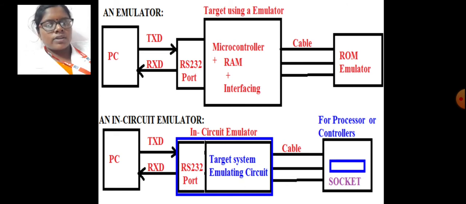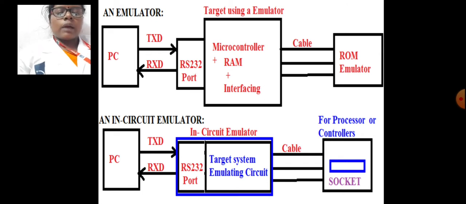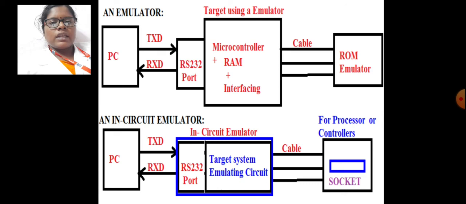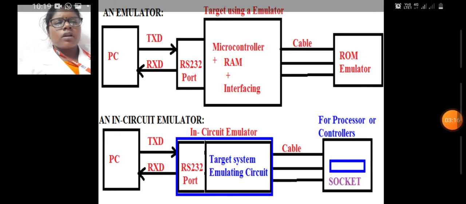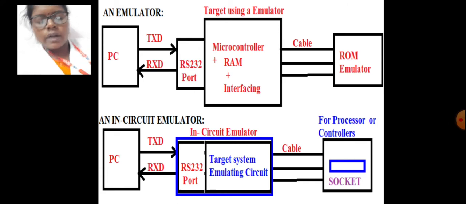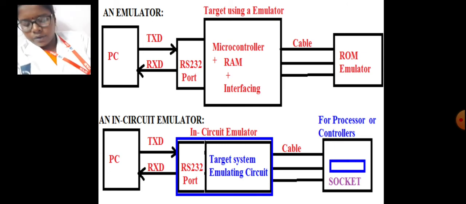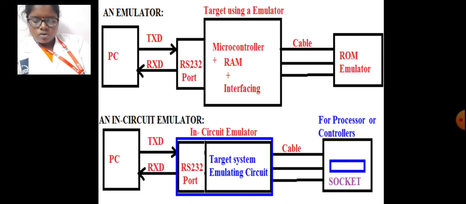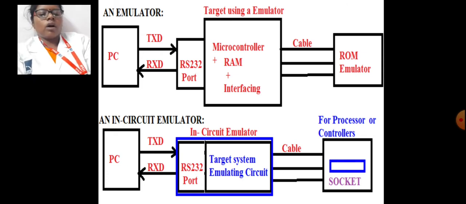Then next is the target system. The ICE replaces the target processor. Features and capabilities available with an in-circuit emulator include the ability to map resources between the target and host, that is, programs may be run in either the target or the host. Ability to run and test code in real time without target hardware.